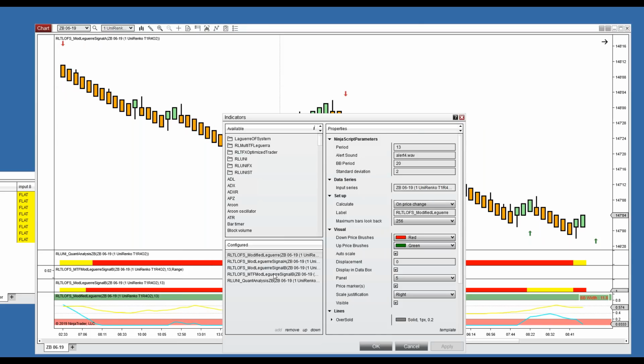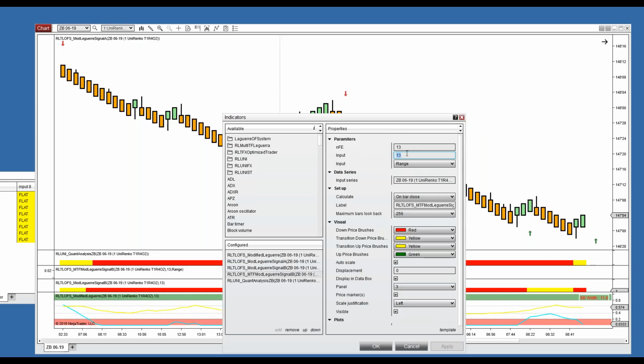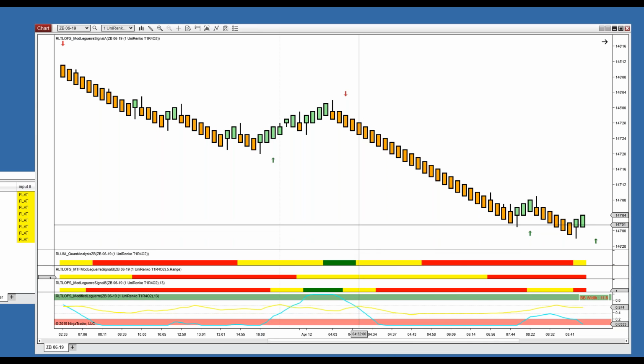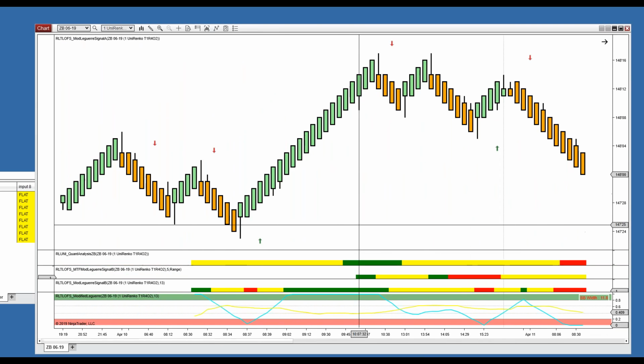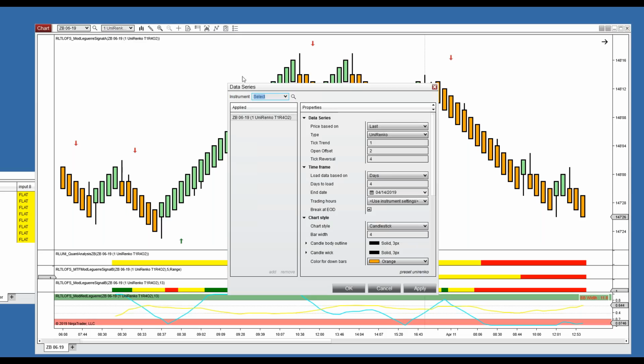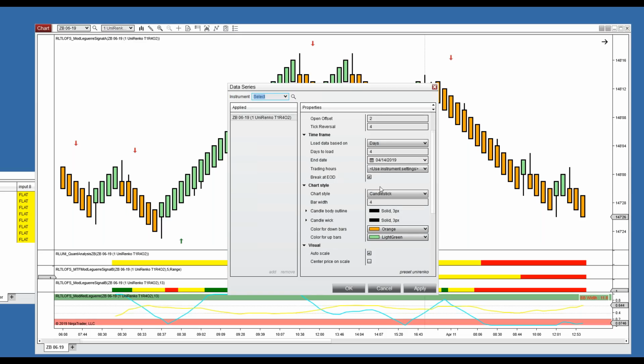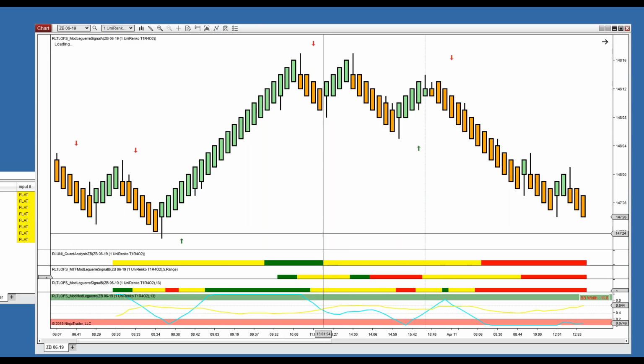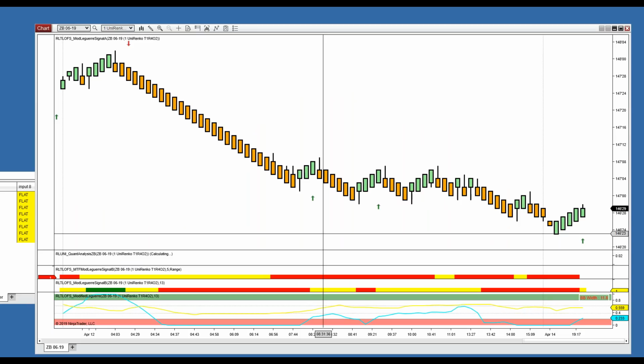Now we'll build these templates for you. Don't be daunted by these inputs, because we're going to give them to you and set them up for you. Here we go. Now we've got it. Now let me put in more days to load. Let me go to data series. And days to load, let's put in 10. We'll just give it a minute to load.